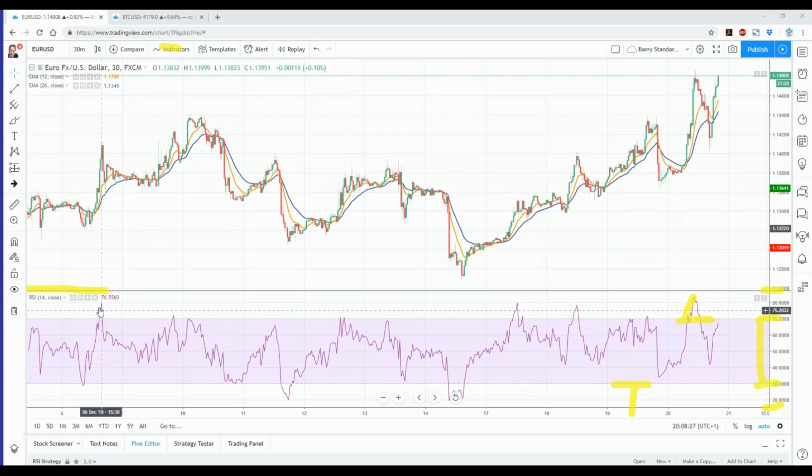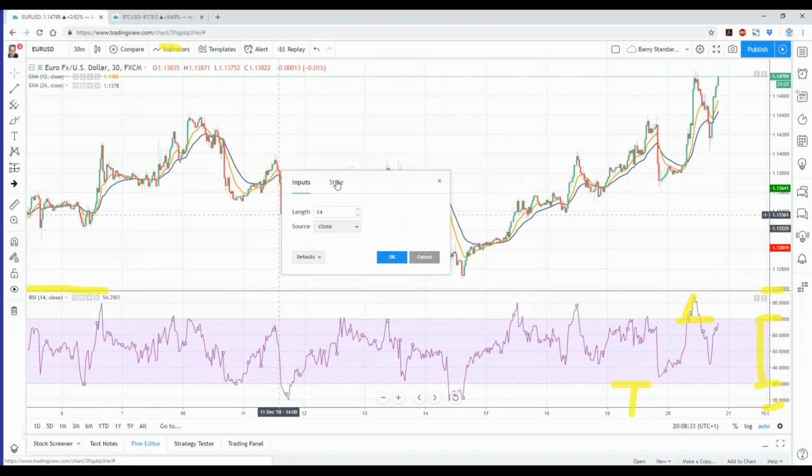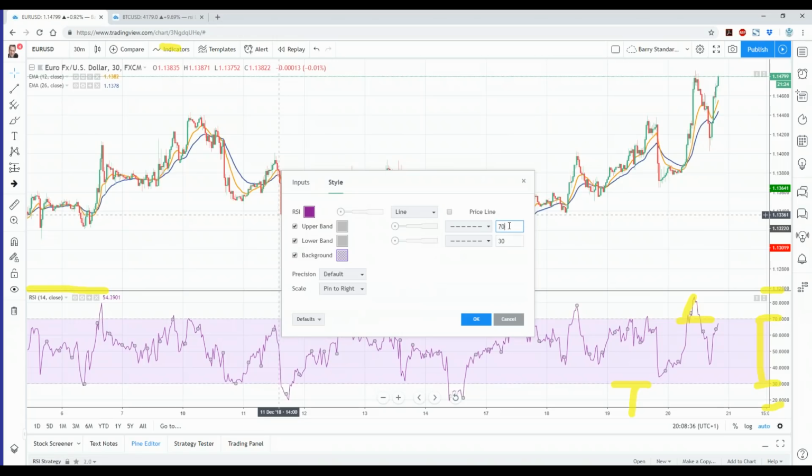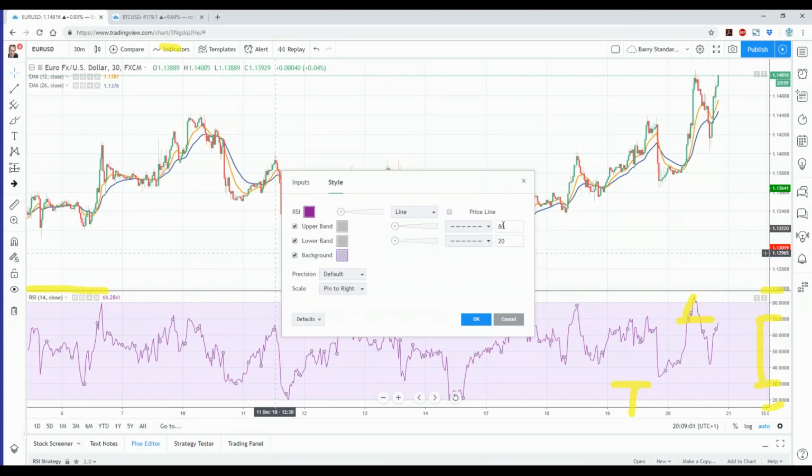Now you can, and a lot of people do, modify the RSI, and you can make them 80-20. By doing so, it widens the field that is not important in the overbought and oversold calculations, gives you fewer signals, but much more distinct. RSI is one of the few indicators that you can very easily customize. But the standard is 70-30.